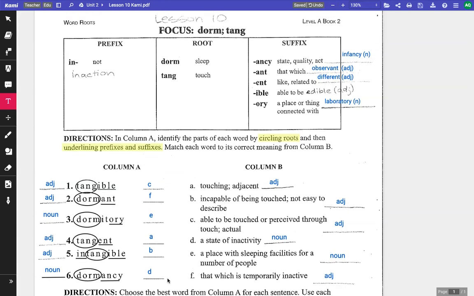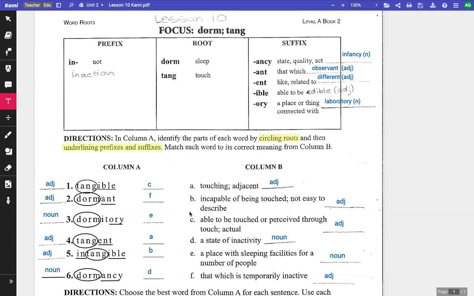Welcome back, friends. After yesterday's activity, the letters on your page should look like this. So please take a look and make sure you have these letters recorded. It looked like everyone did a really nice job matching up these words with their definitions correctly.